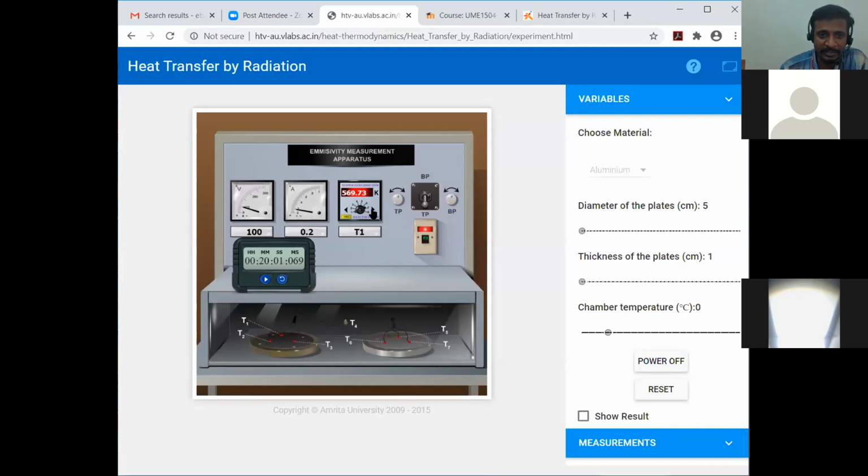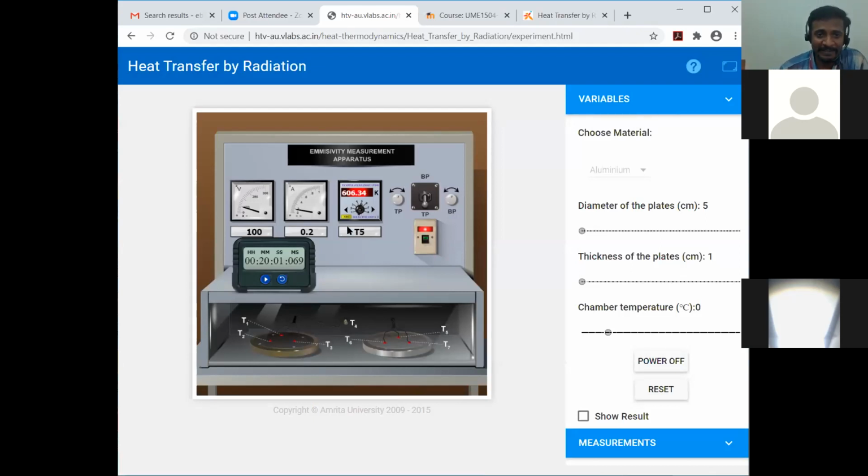Now this is T1. If you want to go to T2, just click here. T2. Here, there is an arrow. T3. You can see that because T1, T2, T3 all belong to the same black plate, all three have the same temperature value. Now if you go to T4, it will change because T4 is atmosphere. T5 will again change. T4 is at the same temperature because we know that is the atmospheric temperature at that point of time.